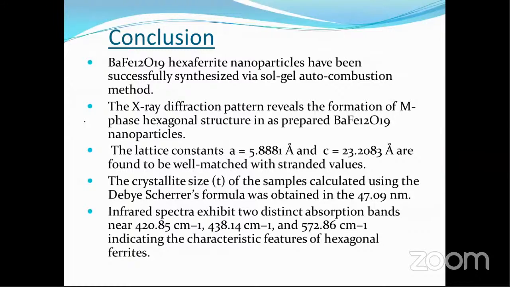We conclude that the barium hexaferrite nanoparticle BaFe12O19 has been successfully synthesized via the sol-gel autocombustion method. The X-ray diffraction pattern reveals the formation of M-type hexagonal structure in the prepared BaFe12O19 nanoparticle. The lattice constants a and c are found to be well matched with the standard values. The crystallite size of the sample, calculated using the Debye-Scherrer formula, was 47.09 nanometers. The infrared spectra exhibit two distinct absorption bands near 420.85 cm^-1, 438.14 cm^-1, and 572 cm^-1, indicating the characteristic feature of hexagonal ferrite.